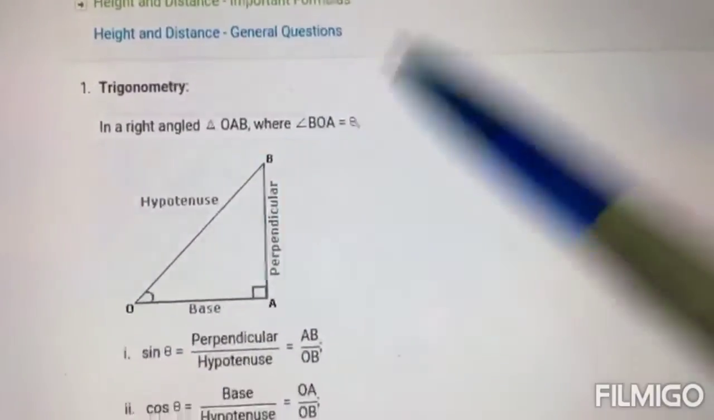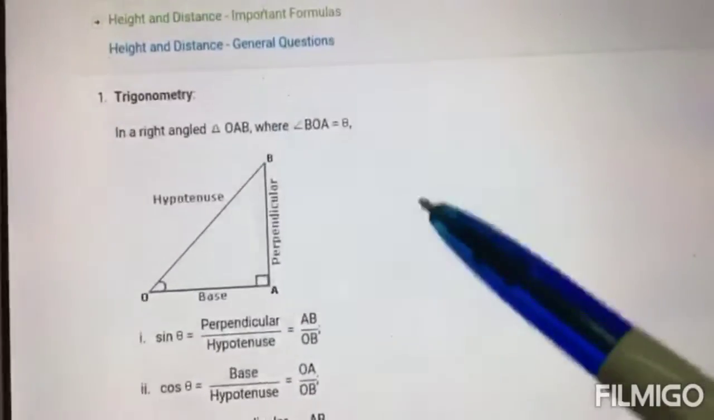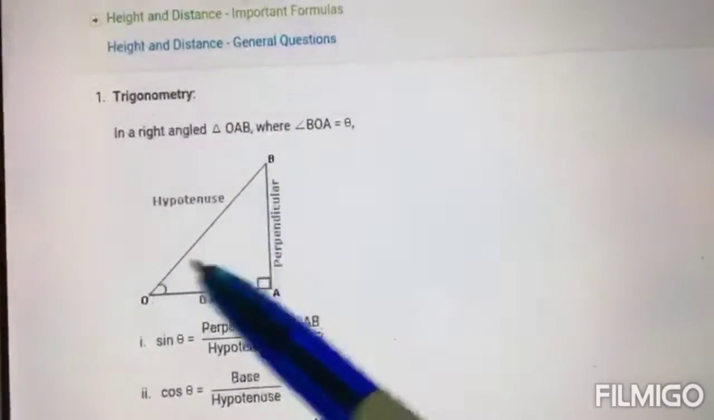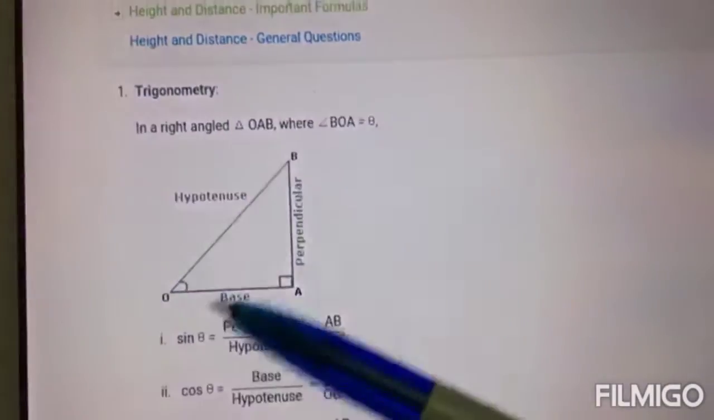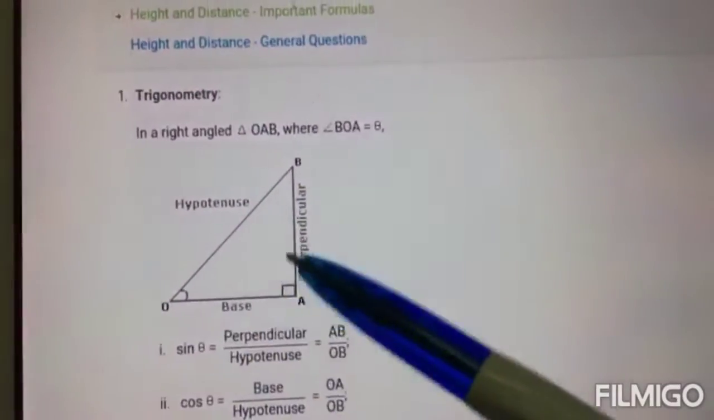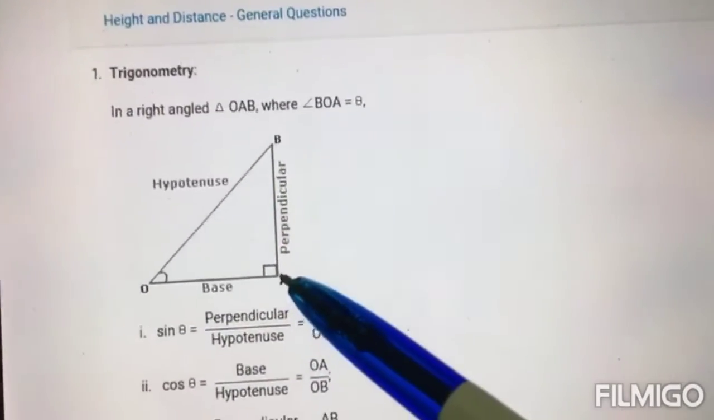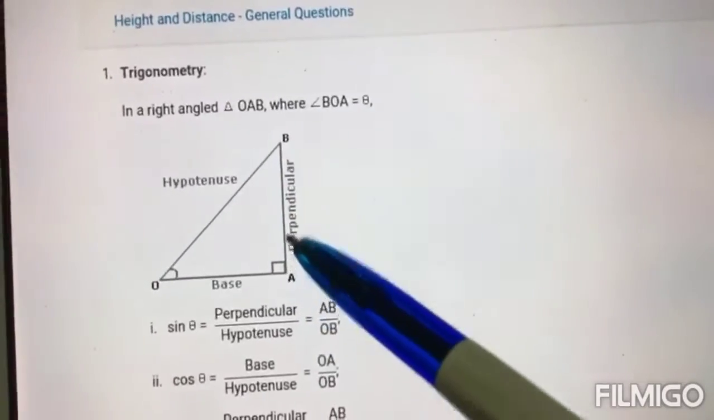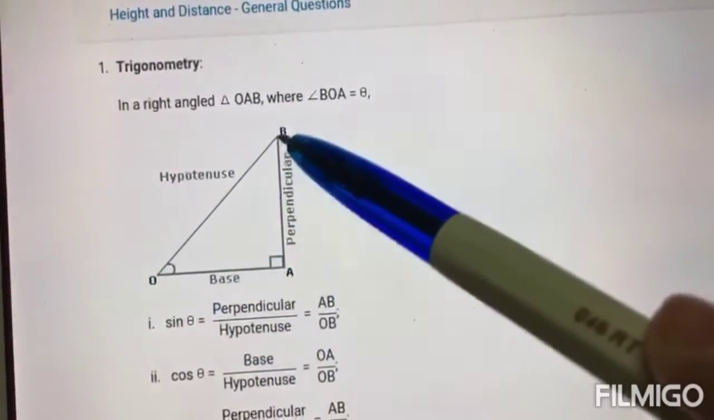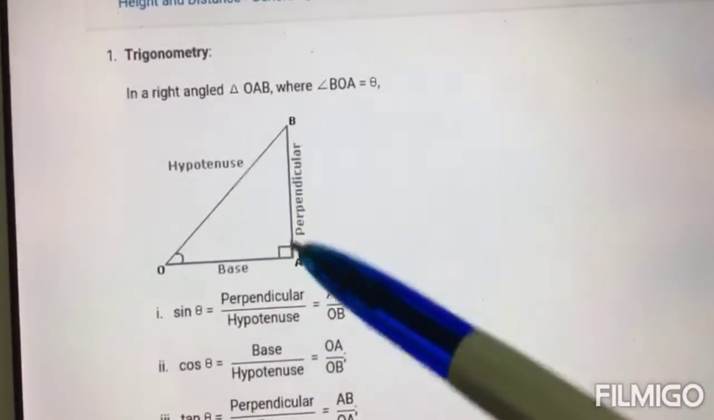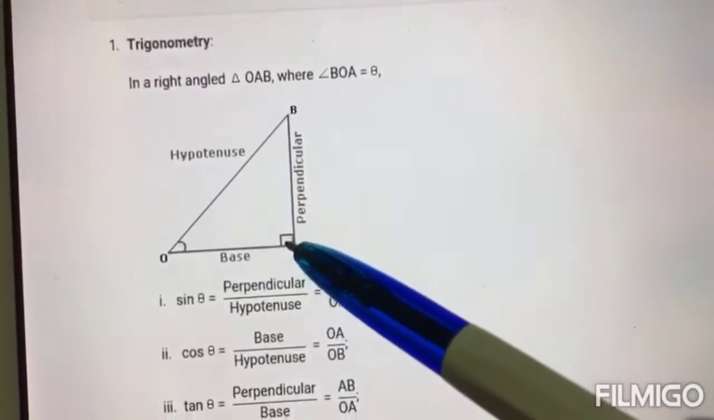This figure is called theta. It is a variable in algebra, or sorry, in trigonometry. So in a right angle triangle, this bottom side of the triangle is called the base. The leg or the arm of the right angle which is going up is called the perpendicular, and this side of the triangle, which is the longest side of the right angle triangle, is called the hypotenuse. It is the side which is opposite the right angle.